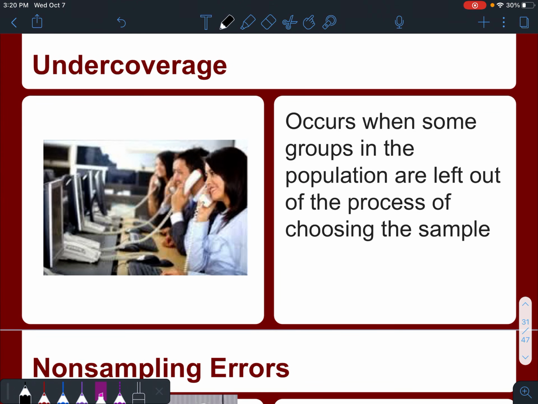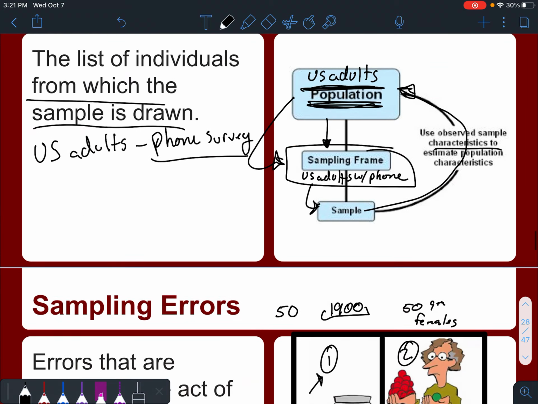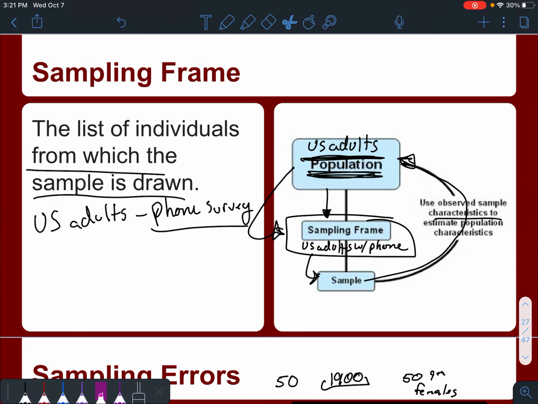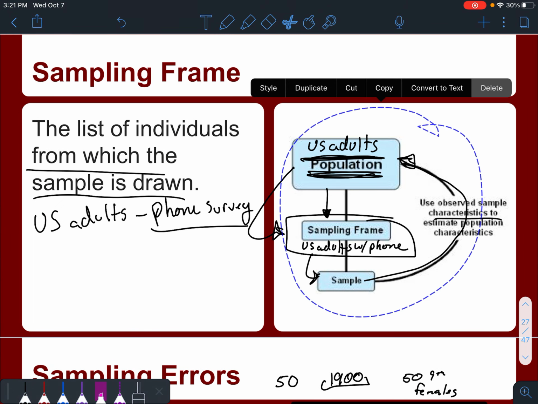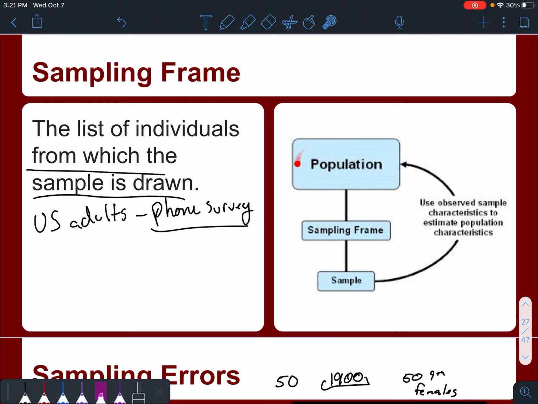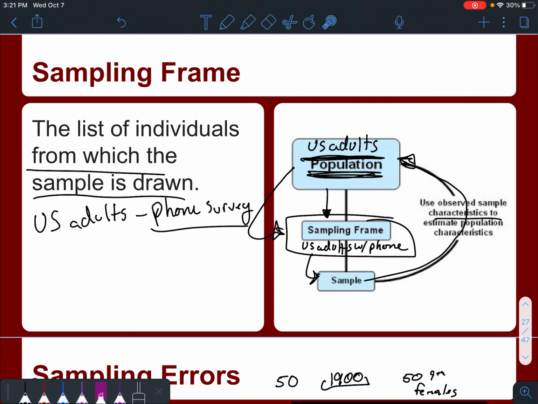Undercoverage occurs when some groups in the population are left out of the process of choosing a sample. And I have the phone banks over here because who's left out in a phone survey? People without phones. You go back to the sampling frame up here. We've got the U.S. adults here as our population.